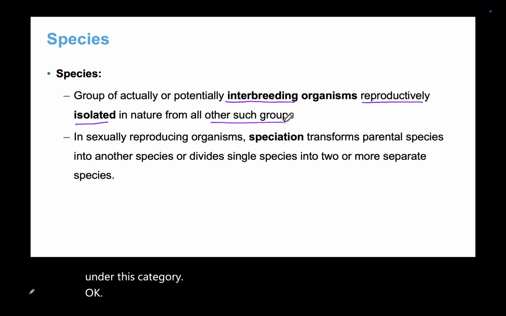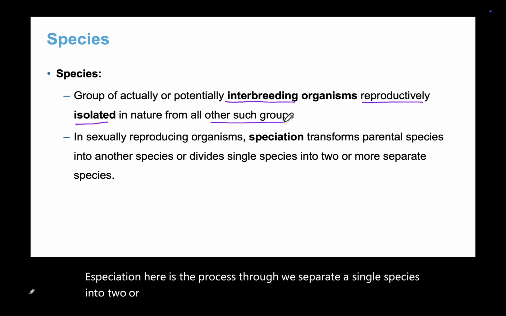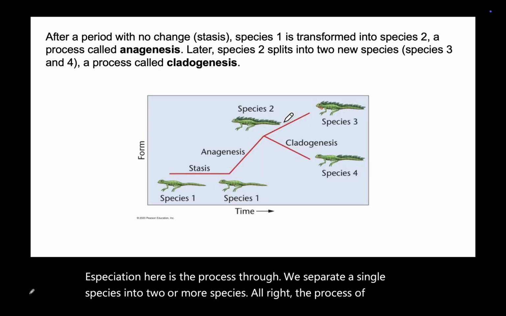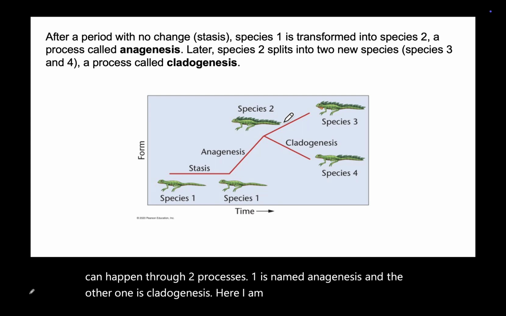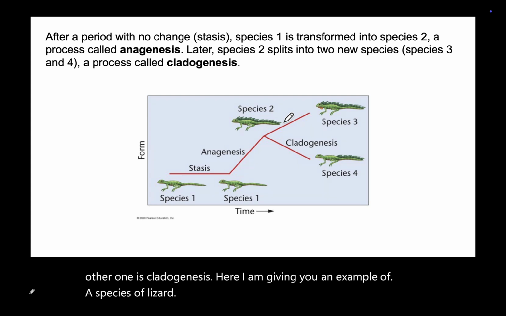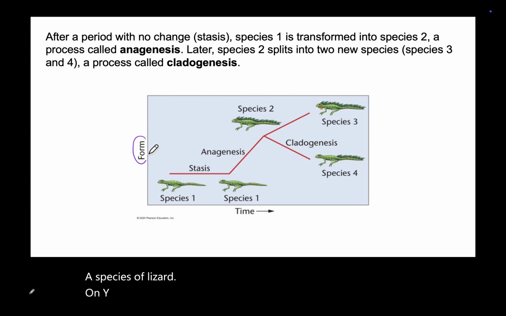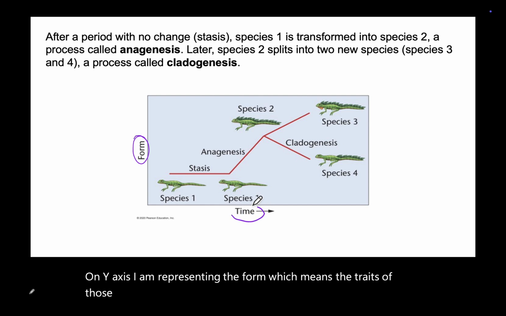Speciation here is the process through which a single species separates into two or more species. All right? The process of speciation can happen through two processes. One is named anagenesis, and the other one is cladogenesis. Here I am giving you an example of a species of lizard. On the y-axis, I am representing the form, which means the traits of those lizards. And here I am representing the time.